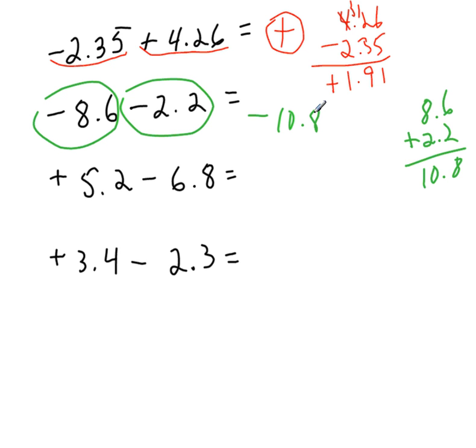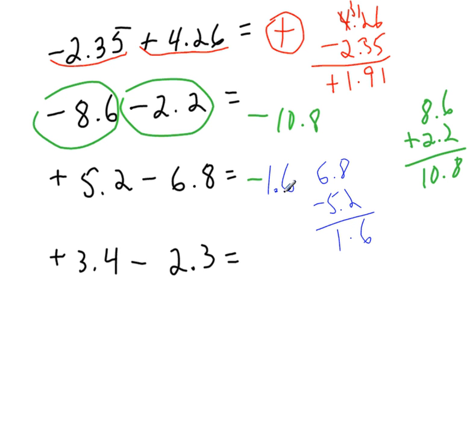Now the third example, we have 5.2 and I've lost 6.8. We already established it's going to be a negative number. Now what we need to do is find the difference between 6.8 and 5.2. So 6.8 subtract 5.2, and I get 1.6. So if I have 5.2 and I lost 6.8, I will be below 0 by 1.6. The answer is negative 1.6.